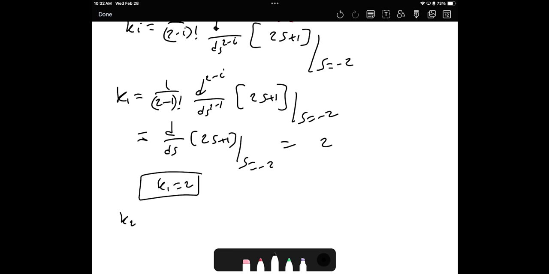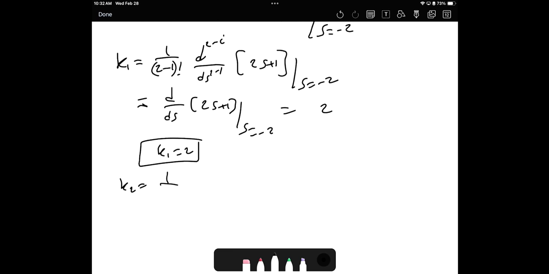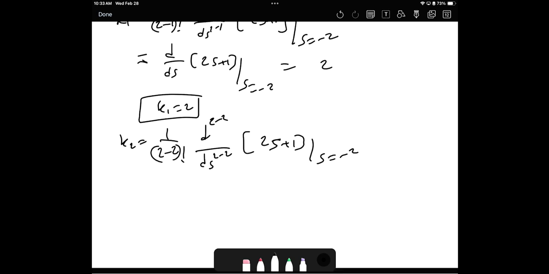How about k2? k2 will be 1 over (2 minus 2) factorial, substituting i as 2. 2 minus 2 factorial will be 0 factorial, which is actually 1. Then the derivative of order 2 minus 2, so 0 derivative. A 0 derivative means the function will remain as is, so it will be 2s plus 1, no change. Substitute when s equals negative 2: 2 times negative 2 plus 1, then negative 4 plus 1, which is negative 3. So k2 will be negative 3.